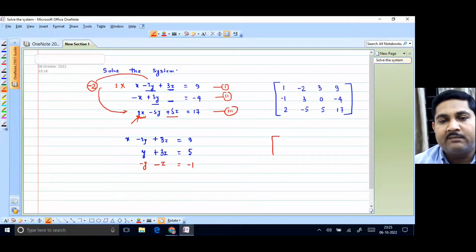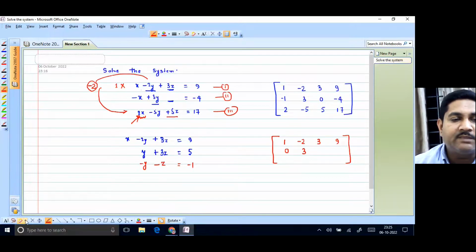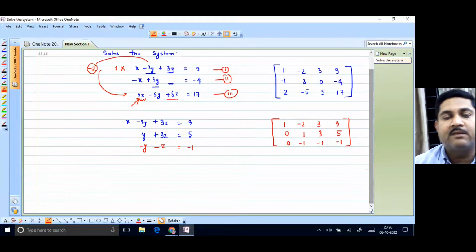And I am writing the coefficients as well as the right hand side in the form of a matrix. 1, minus 2, 3, 9. X is absent, so I am writing 0. Y, its coefficient is 1, so I will write 1 here. And the Z coefficient is 3, 5. Then 0, minus 1, minus 1, minus 1. So this is the first task.